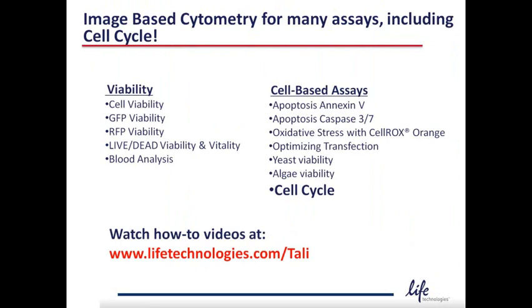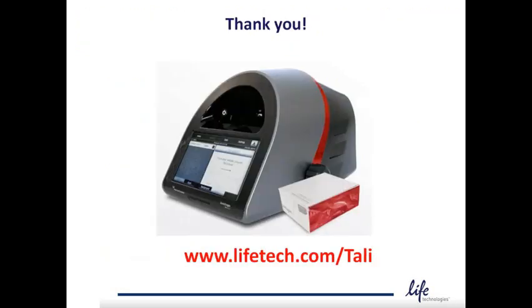So, as I said before, image cytometry has many different uses, everything from viability to apoptosis to oxidative stress and yeast and algae, but really it turns out that as a tool for looking at cell cycle in a population in a quantitative manner at your benchtop, there really is no other simple, inexpensive, and easy way to do it at your benchtop. So thank you so much.